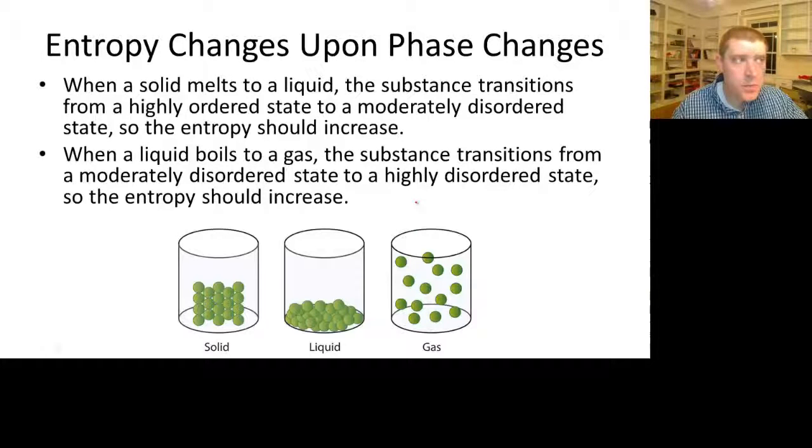Now let's look at phase changes. When a solid melts to a liquid, we have this process occurring. We have a solid here, and when the solid turns into a liquid, the substance is transitioning from a very highly ordered state, where each of the atoms is in a specific place within the crystal, to a moderately disordered state. All of the molecules are together here at the bottom of the container. It's not as disordered as the gas is, but the molecules are no longer in very highly ordered states. They can move about, they can move past each other, and so it's in a moderately disordered state.